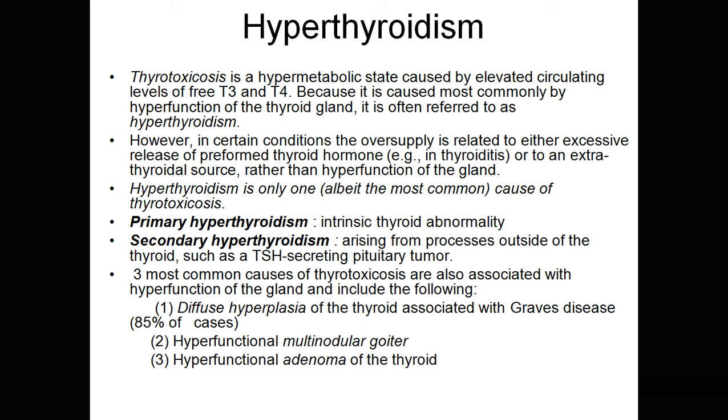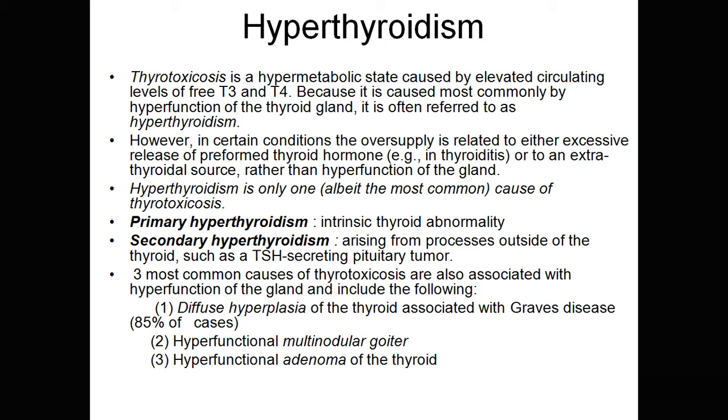The causes of hyperthyroidism. Primary hyperthyroidism is due to an intrinsic thyroid abnormality, while secondary hyperthyroidism arises from a process outside the thyroid, such as a TSH-secreting pituitary tumor. If there is a tumor which secretes excessive TSH, then the excessive TSH will continue to stimulate the thyroid gland, and that leads to excessive production of T3 and T4.